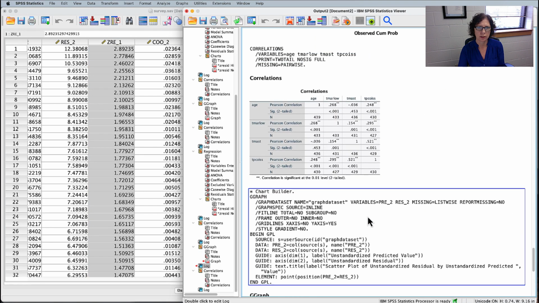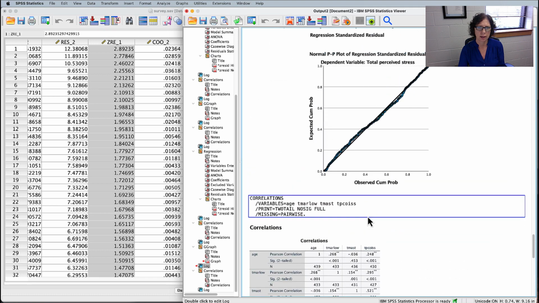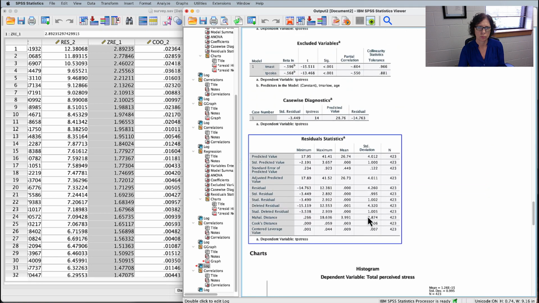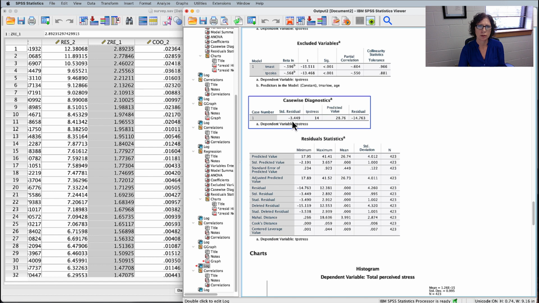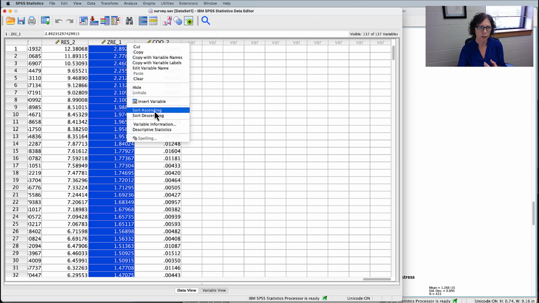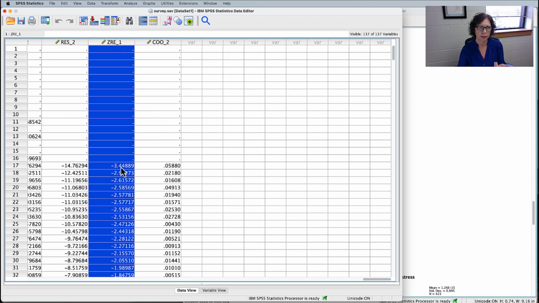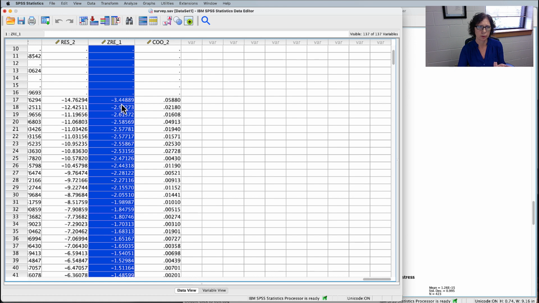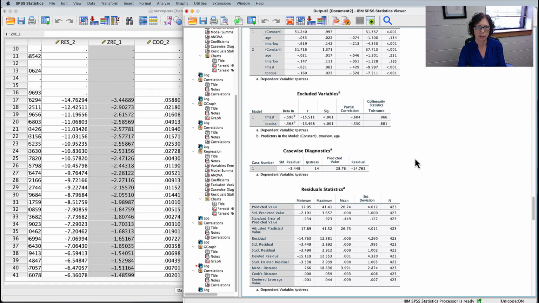The issue with our standardized residuals is that we're looking for any that are greater than 3, but it could be -3 or positive 3, right? Here's the positive end of our standardized residuals, but they don't exceed 3. So I'm going to sort again, and this time make it ascending so that my lowest numbers are at the top. And here is that one guy, the -3.44889, that we're seeing in the case-wise diagnostics there.